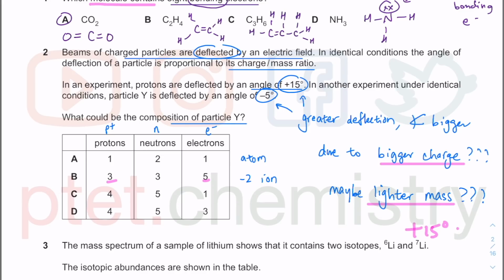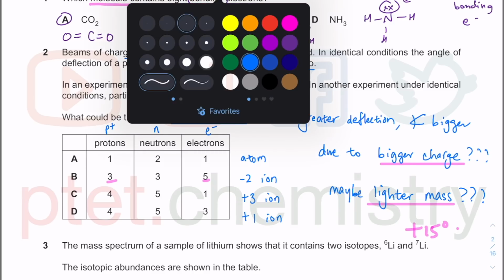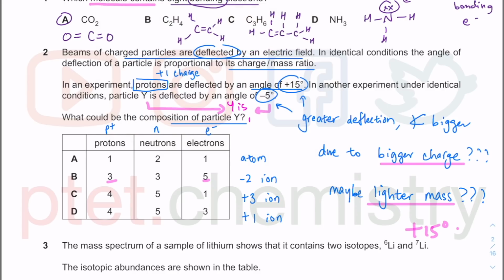You have 3 extra protons than electrons. This is a plus 3 ion. You have 1 extra proton than electrons. This is a plus 1 ion. So what are we thinking? If we get deflected by this, so protons are deflected by plus 15. So proton is plus 1 charge, and they get deflected by plus 15. So if this is negative, so we're looking at particle Y being negatively charged. So particle Y must be negatively charged. Y is negative charge, or negative overall charge.